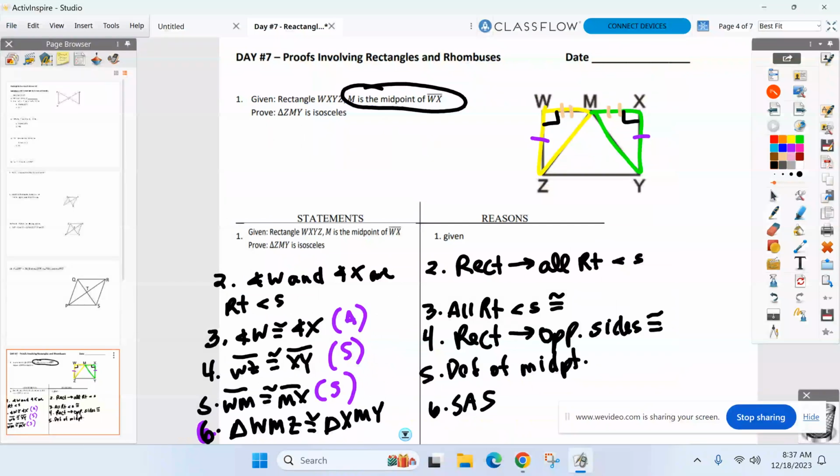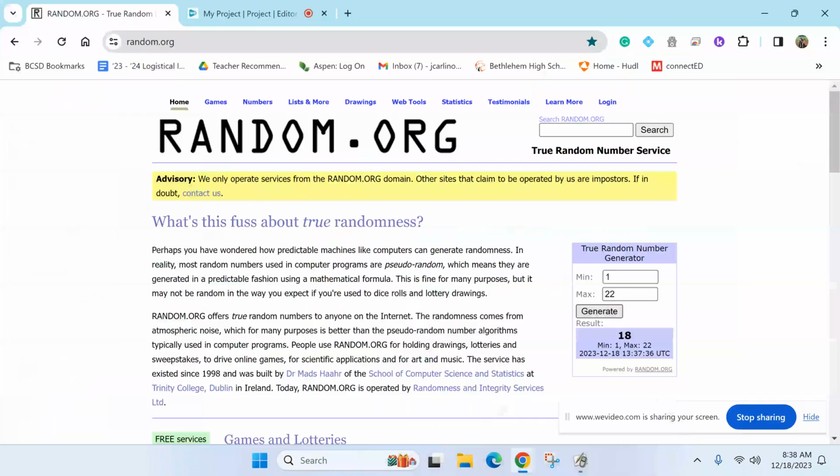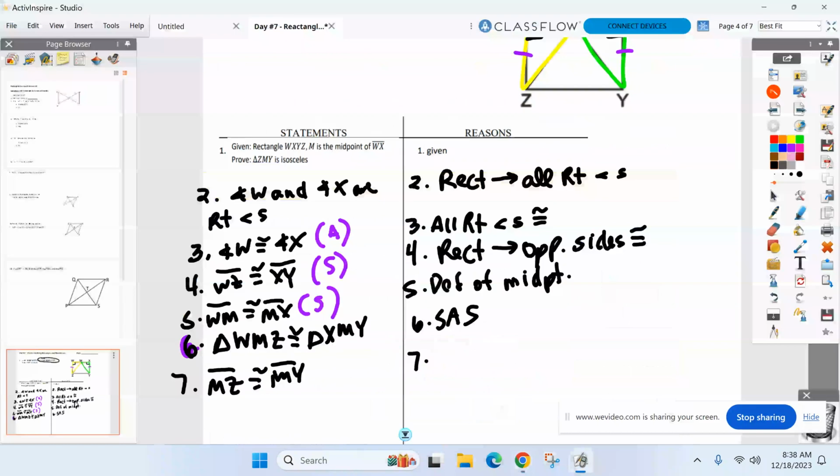So I should have 2 more steps. The reason we needed the triangles congruent was to get those sides in the isosceles triangle congruent, right? So MZ and MY. Now if the triangles are congruent, so are MZ and MY. And what's my reason there? I know we went over it, but just to make sure we're solid. Bailey? CPC. Yep. Once the triangles are congruent, so are all the corresponding parts.